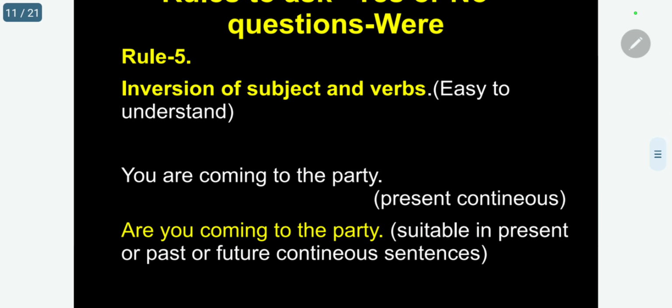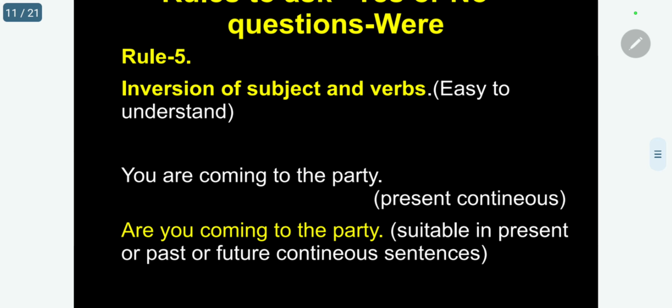Rule 5. Inversion of subject and verb. When I was discussing the question, I told how to invert. So that is another important rule. Easy to understand now. Whenever any yes or no question is used, the subject you put in front, and the auxiliary verb you put next. Automatically the answer will come. Before that, depending upon the positive or negative, use yes or no.